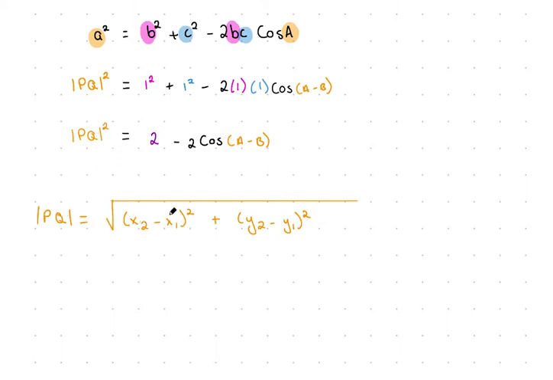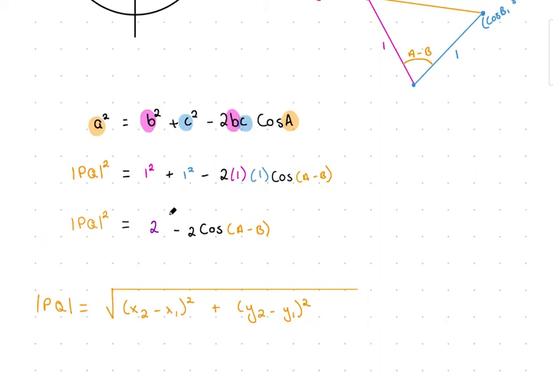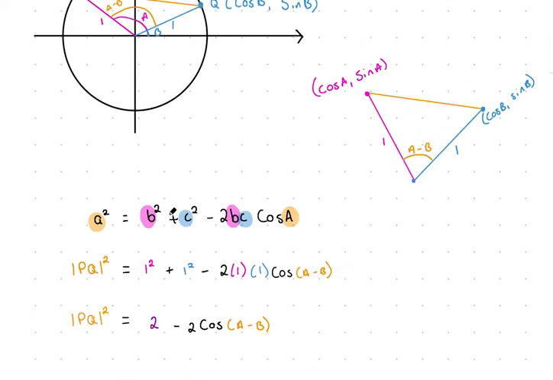Now, x2 and x1, those are coordinate points. Do I have coordinate points? I do. I've got them in terms of cos and sine, and that's perfectly fine. So what I'm going to do is label them for myself. So this is going to be x1, y1. This is going to be x2, y2. So this is what we have.